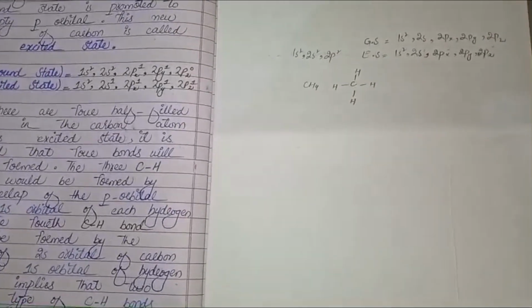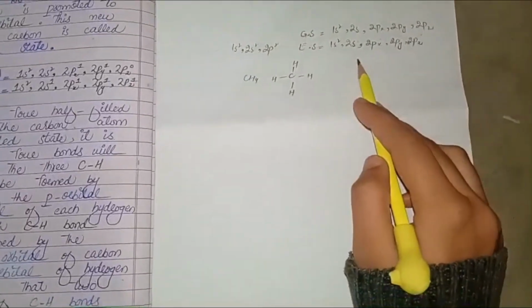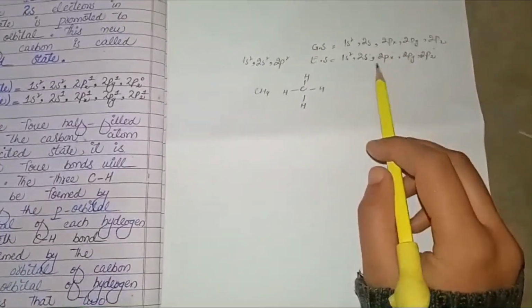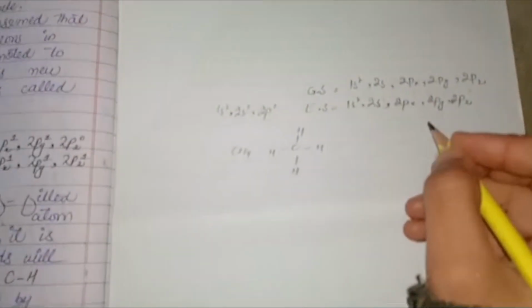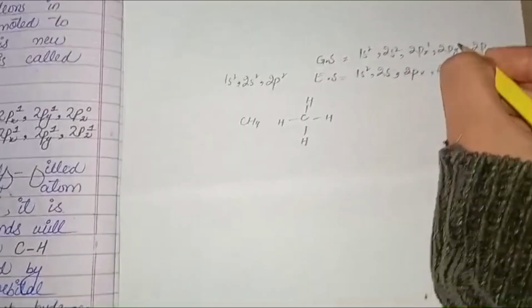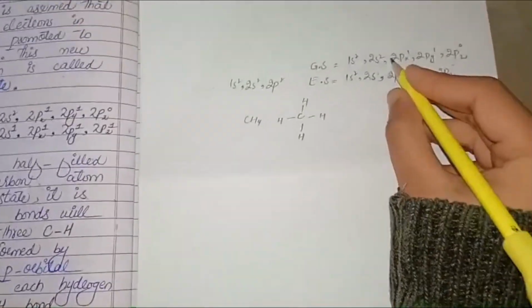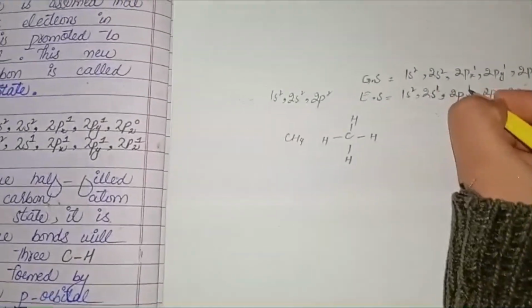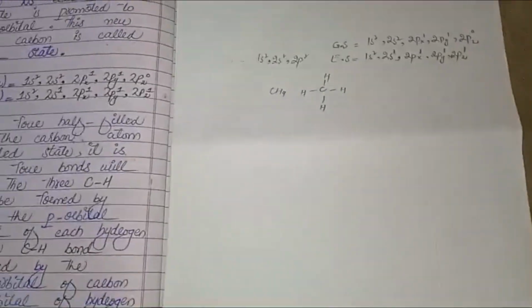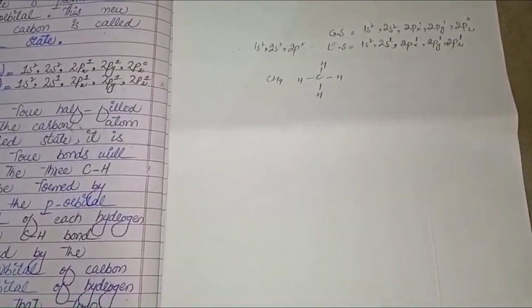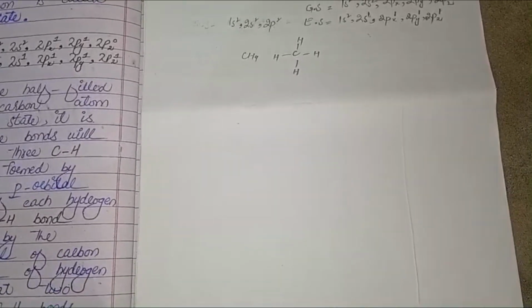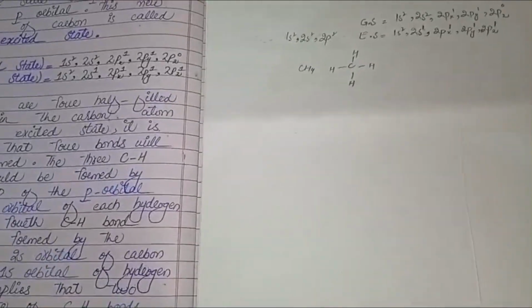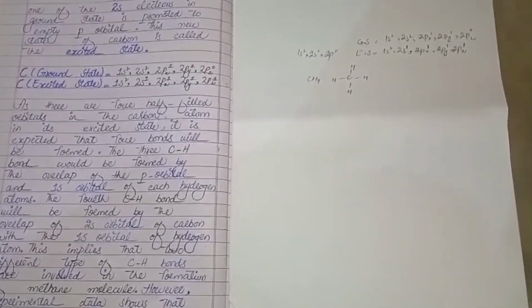To solve this problem, we consider the excited state of carbon. In the excited state, one electron from the 2s orbital jumps to the empty 2p orbital. Now the configuration becomes 1s2, 2s1, 2p3. Now carbon has 4 unpaired electrons, so it can form 4 bonds, but there is still one more problem.